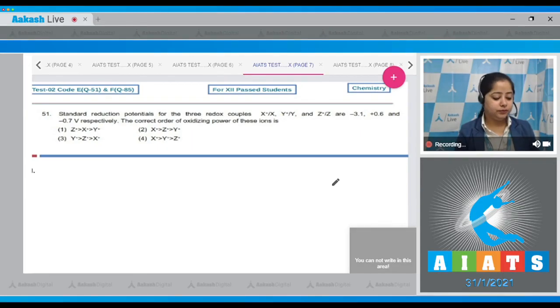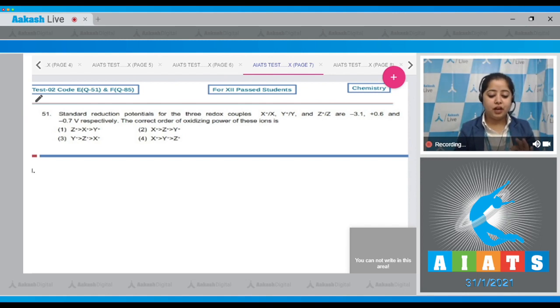Question number 51. Let's read the question. The standard reduction potentials for the three redox couples X+/X, Y+/Y, Z+/Z are -3.1, +0.6 and -0.7 volt respectively. The correct order of oxidizing power of these ions is.